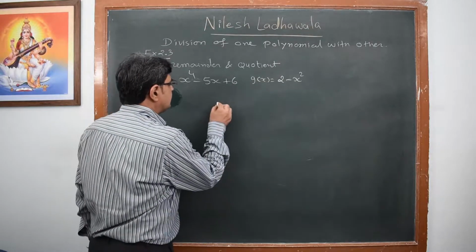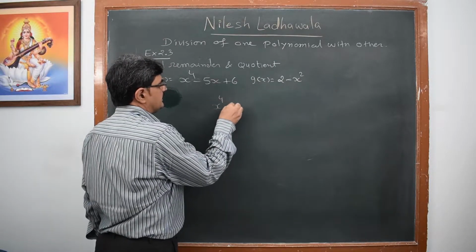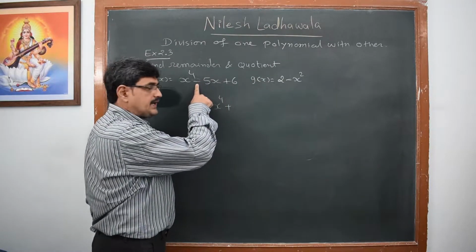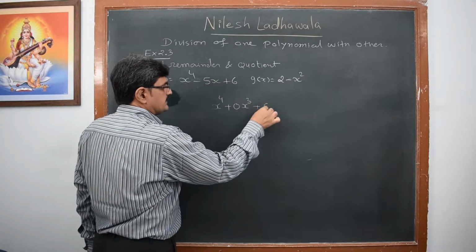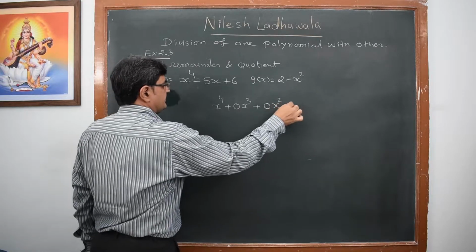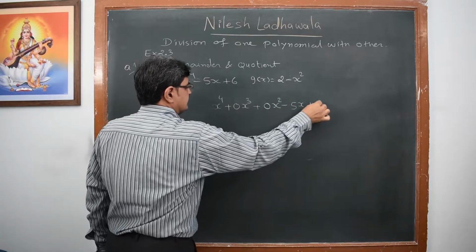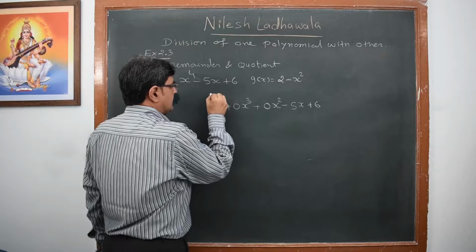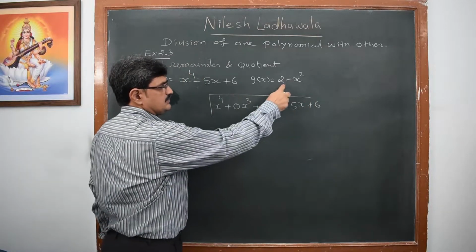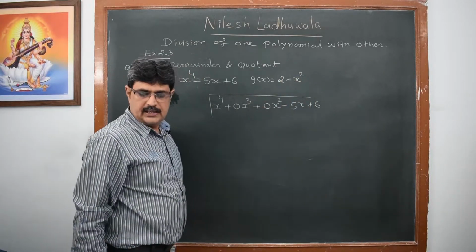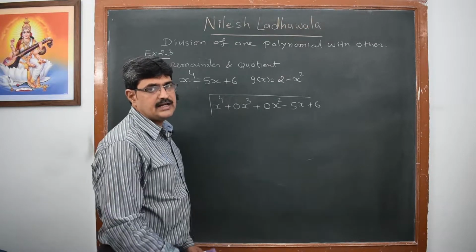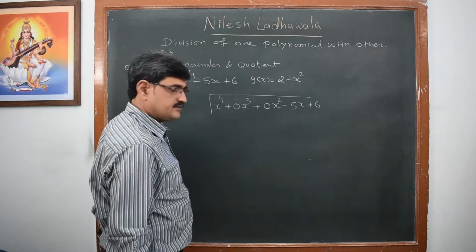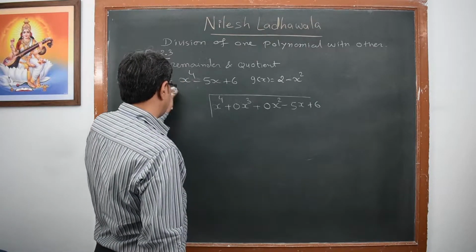So what should you write here? x raised to 4. Now you do not have the term with x cube, so I will write here 0x cube. Later on 0x square, then minus 5x, and then 6. Now I have to divide it with 2 minus x square. Now friends, in 2 minus x square, you should remember that you have to write the highest power first and then you should write the lower power.